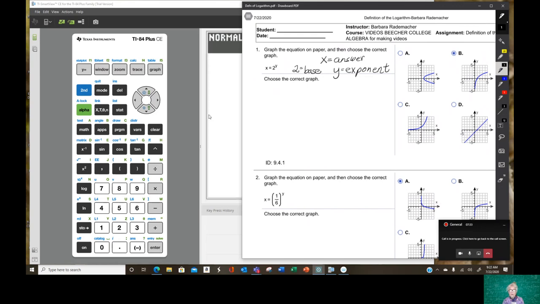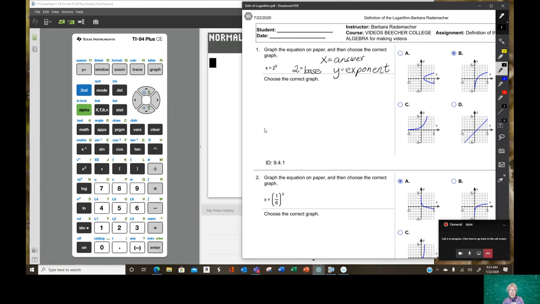Now, the only way to solve for y, and this wasn't known for hundreds of years, people pulled out their hair trying to solve this equation for y, and they didn't know how to do it until John Napier showed them how. Okay, and his assistant Briggs. This is going to be changed to logarithmic form using the definition of a logarithm.